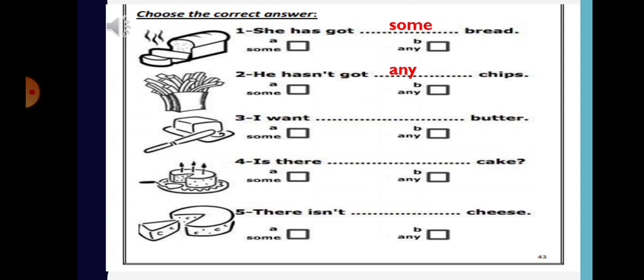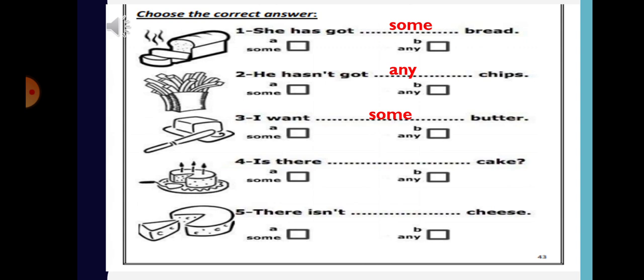Number three, I want some butter. Butter here, singular or plural? It's singular. Can I make it plural? No. So it is countable or uncountable? Uncountable. If you cannot see S, it is uncountable. Can you see not? No. Can you see question mark? No. So here I'm going to use some or any? Yes, some.